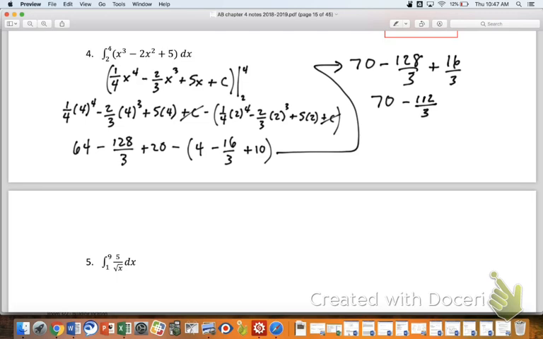Did I mess up my arithmetic somewhere? So it'd be 210. So I'm coming up with 98 thirds. 98 thirds? Okay. Anyways, I'd say some of the arithmetic on that one is maybe a little excessive. Whatever.